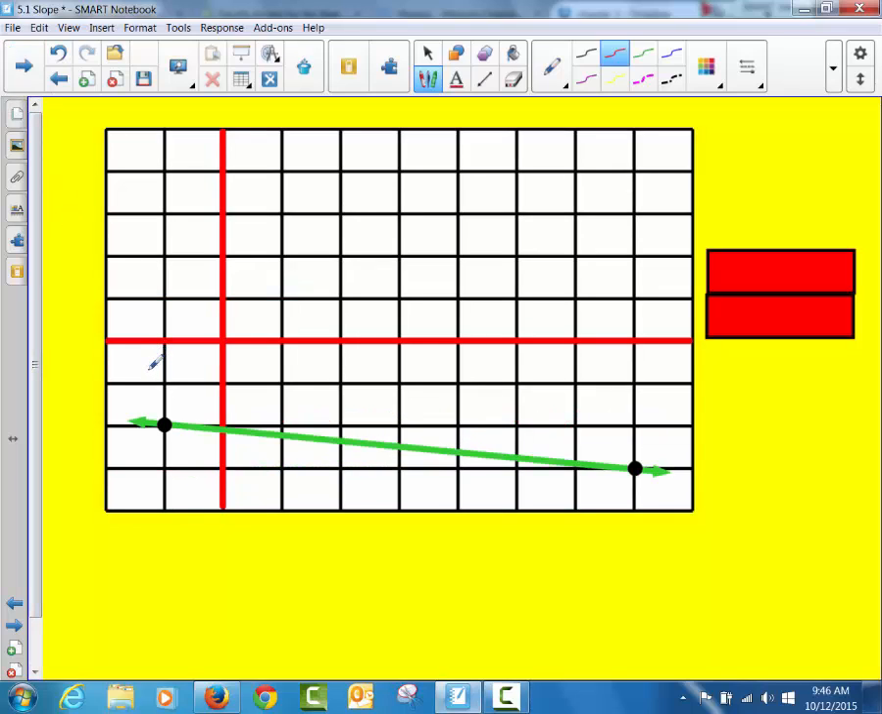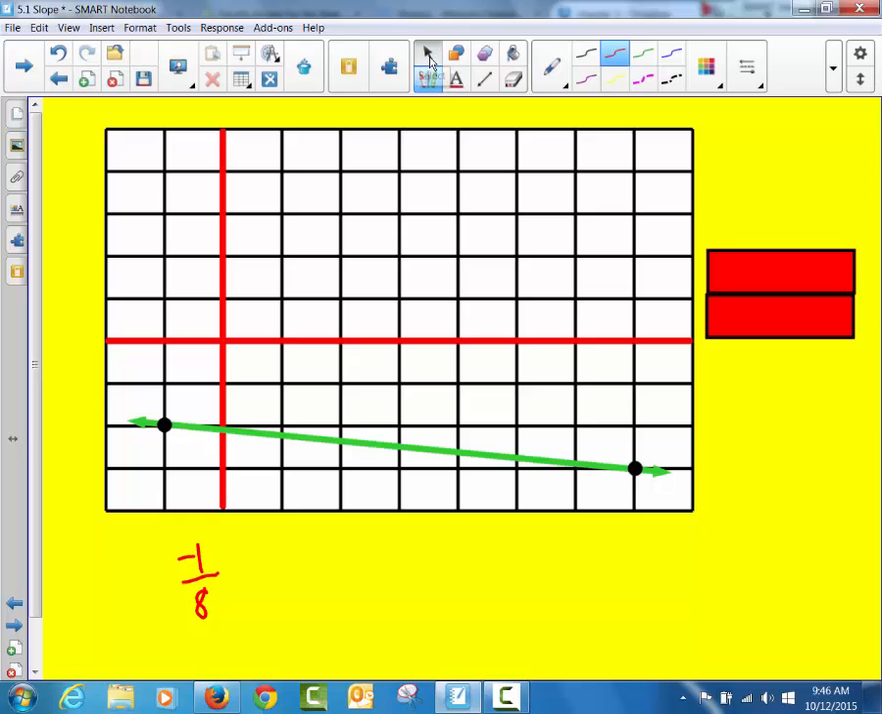All right, one more example here. We've got, let's count. We go down 1, which is negative, so down 1. And we go right 1, 2, 3, 4, 5, 6, 7, 8. So our slope is -1/8.